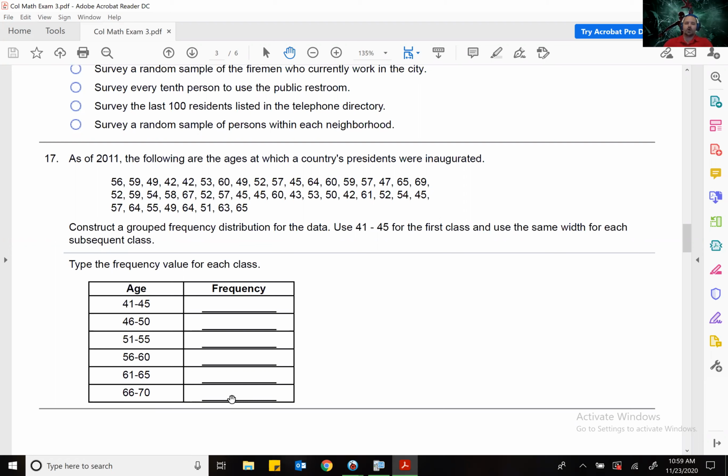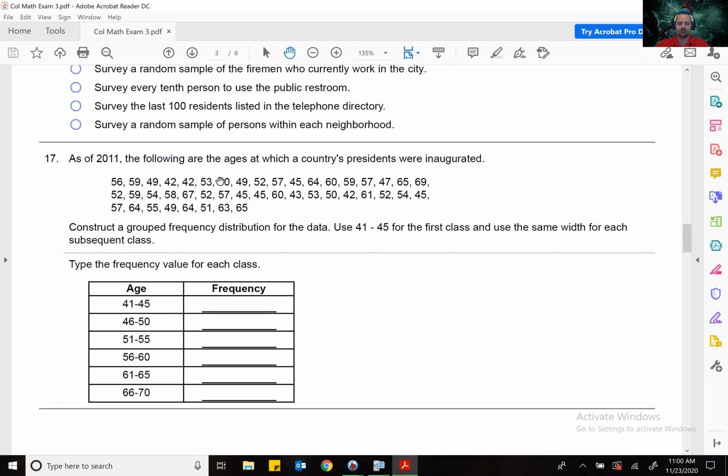Okay. So all you got to do is take these numbers and put them in the groups. So 56 will go in the 56 group. The 59 will go in the 56 group again. The 49 will go in the 46 group. The 42 will go in the 41. I'm just making tallies on my piece of paper. I'll show you here in a second.